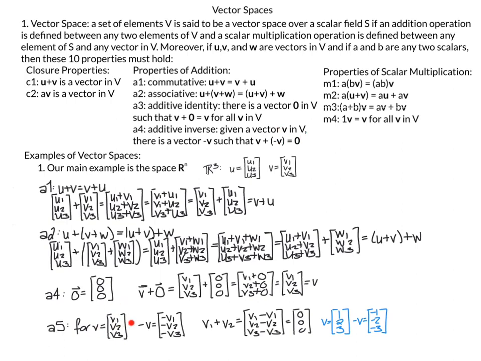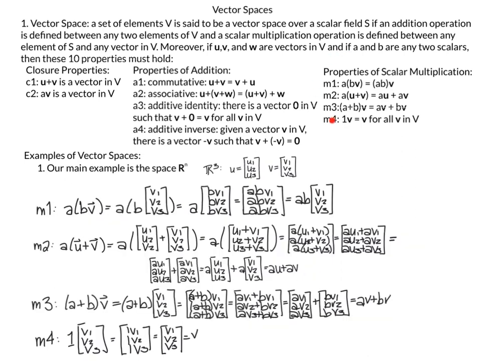So if someone gives me a vector V equal to V1, V2, V3, my additive inverse then is going to equal negative V1, negative V2, and negative V3. So when I add them, I get V1 minus V1, V2 minus V2, V3 minus V3, which gives me 0, 0, 0, which is my additive identity.